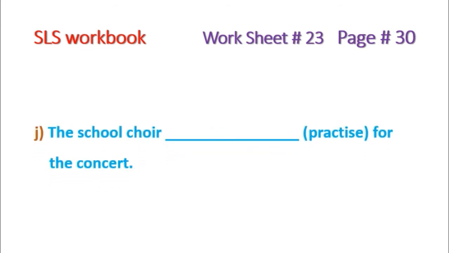J part. The school choir dash practice given in the bracket for the concert. Students, the school choir is singular. Tell me what we will use. Its helping verb, was or were? Yes, it is was. Let's see practice. Students, we will cut E and add ing. So it will become practicing. Spelling of practicing. P-R-A-C-T-I-S-I-N-G. So your answer will be was practicing.